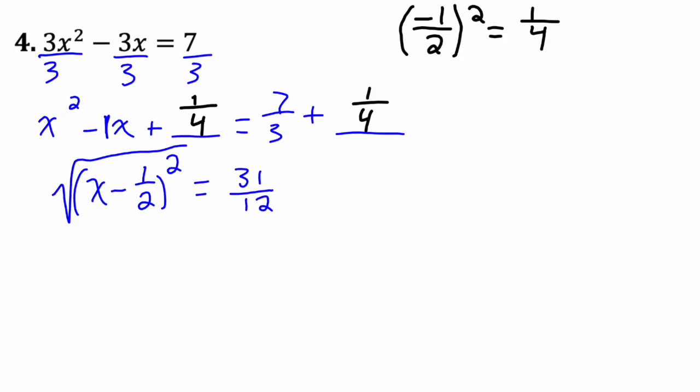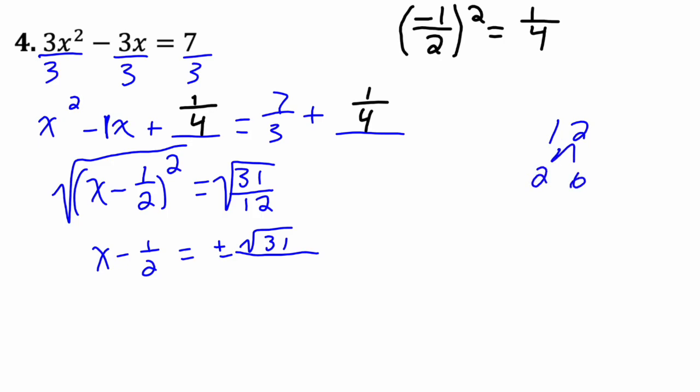And then we do our square root. Left-hand side, I have x minus 1/2. Right-hand side, I have plus or minus square root of 31 does not reduce, but the square root of 12, if we pull that off to the side here, 12, we have 2 and 6, 2 and 3. So I do have a pair of 2's that will come out. Okay, so that's going to be 2, square root of 3.